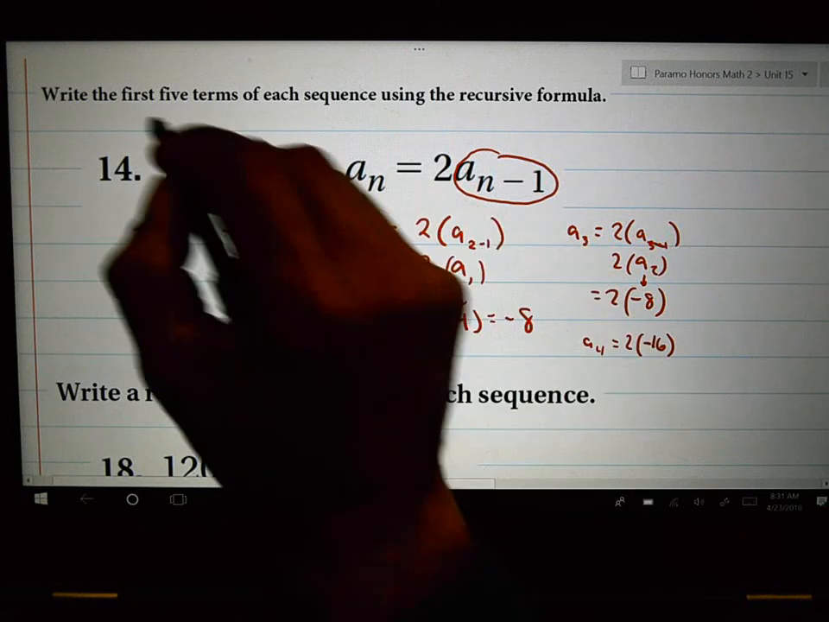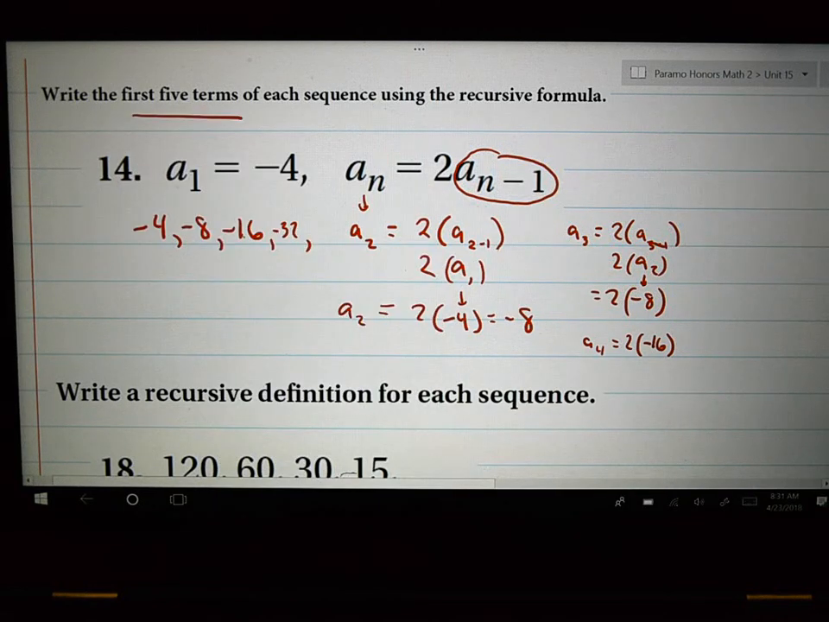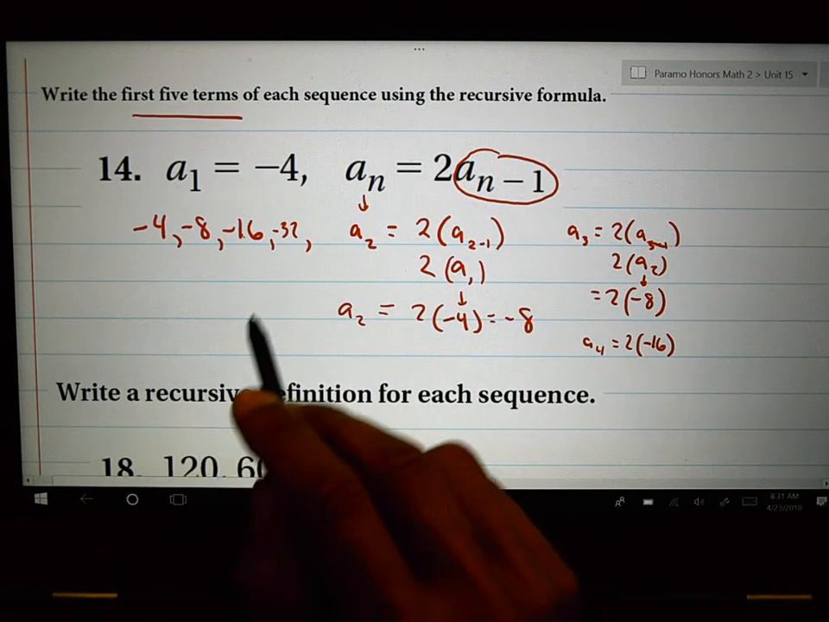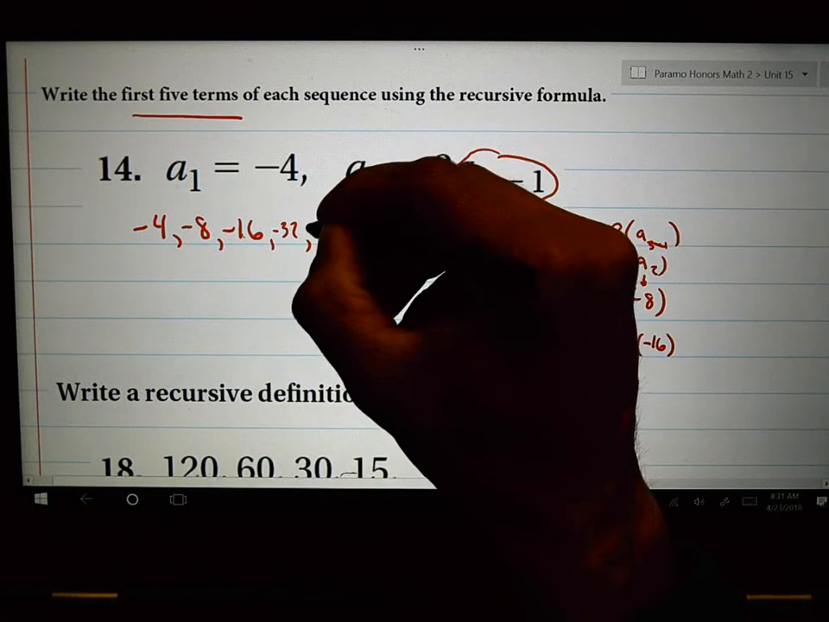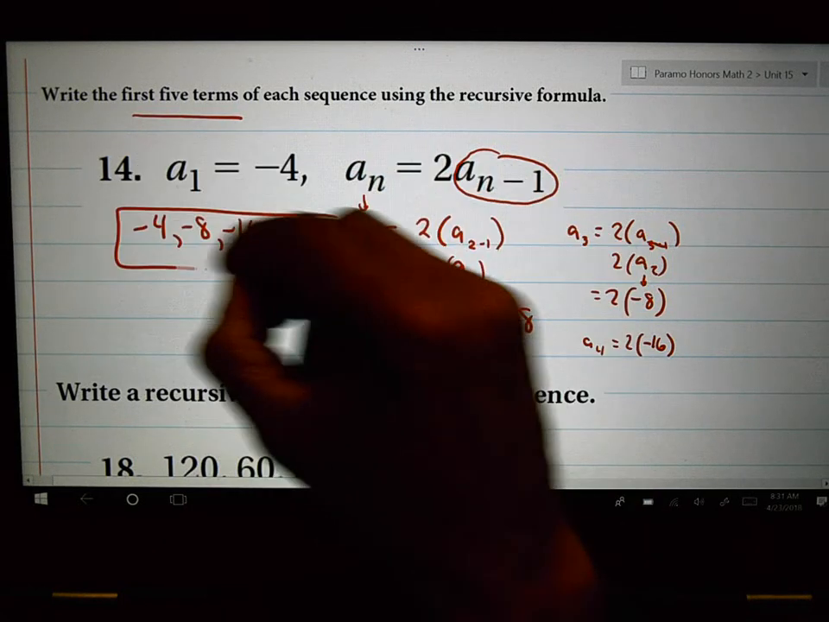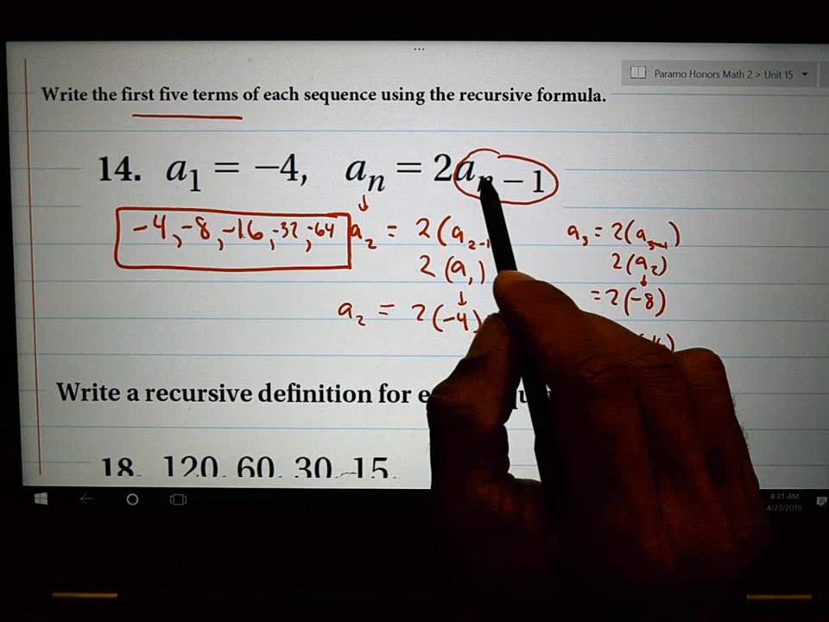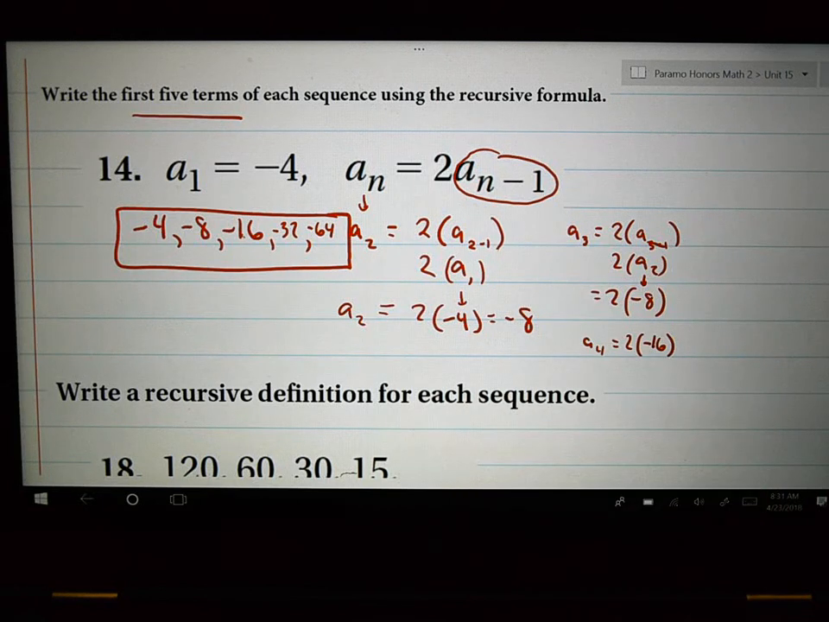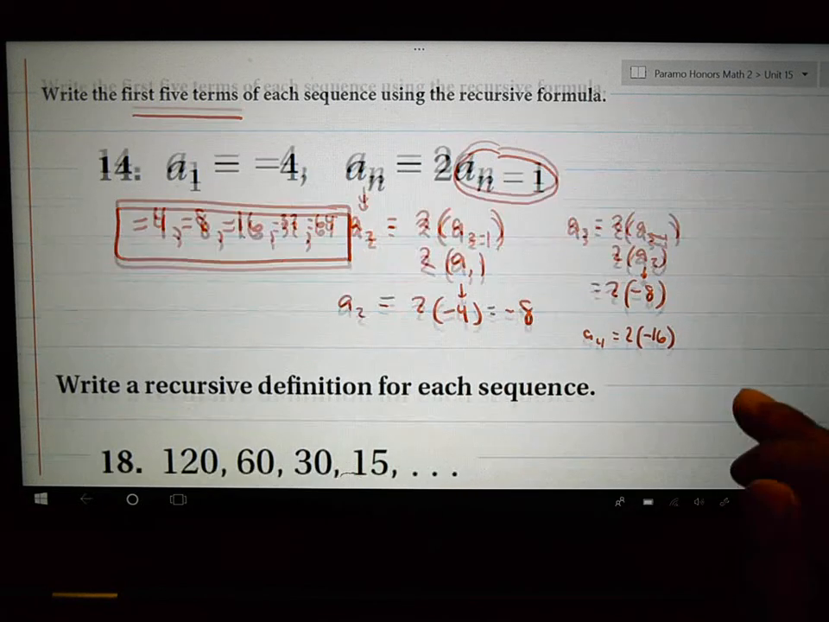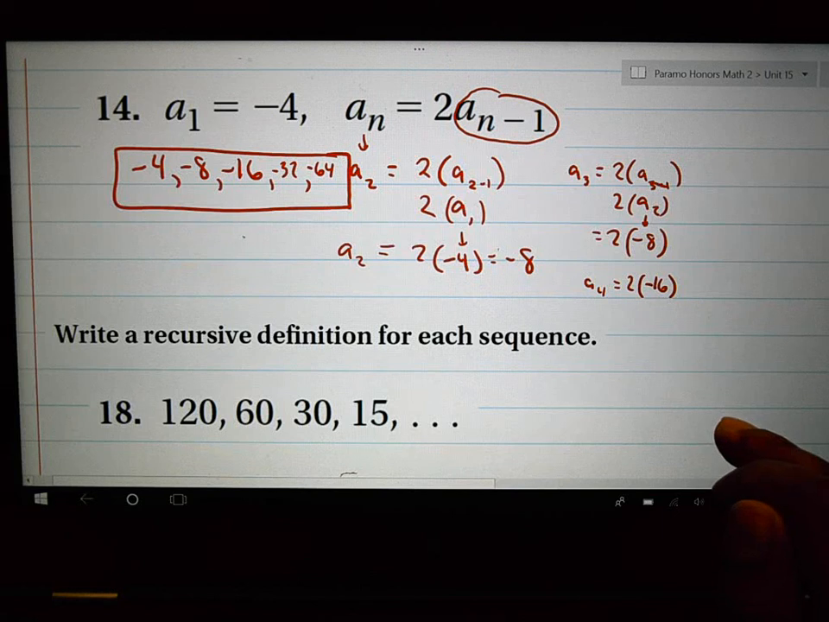We're just finding the first 5 terms. Negative 4, negative 8, negative 16, negative 32. I know what the last one is. It's going to be negative 64. Don't get confused by this notation. The notation is the only thing that I think that makes it a little bit confusing. It just means use the previous term's value.